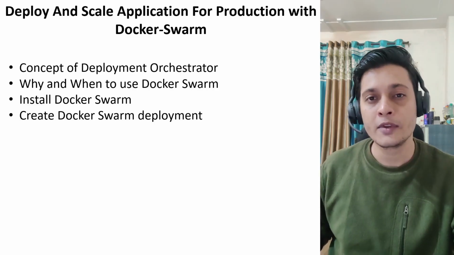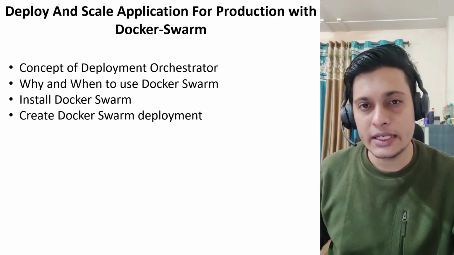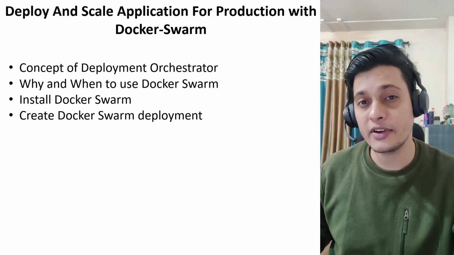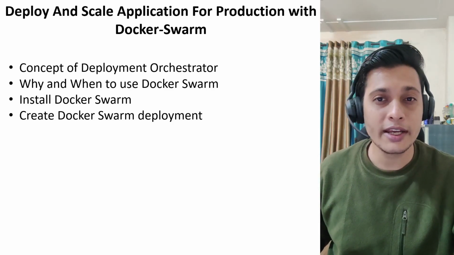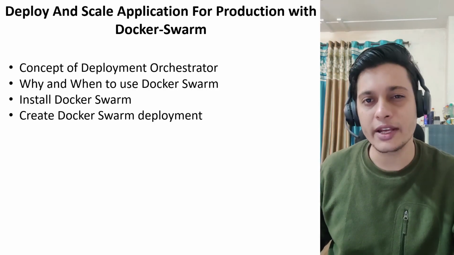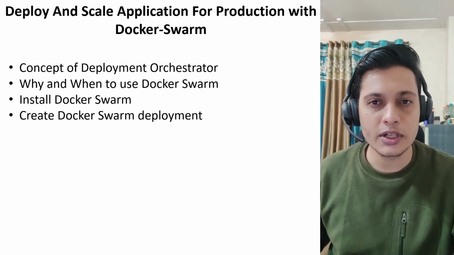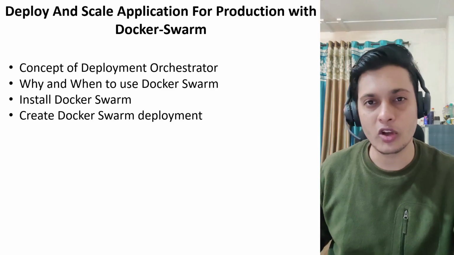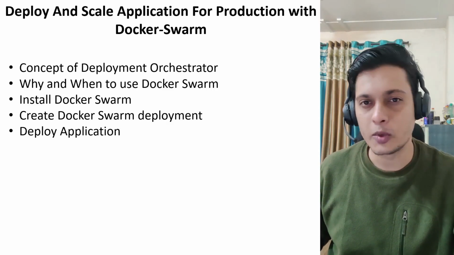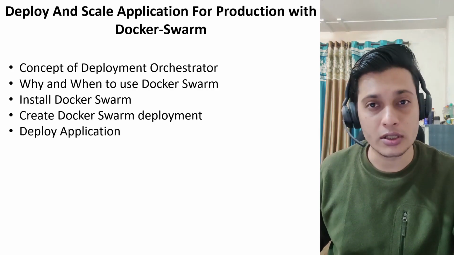deployment template. So till now we have created the Docker Compose production level file, and from that file we are going to create the Docker Swarm deployment template file, not template file, actual file. We are going to work on the Docker Swarm deployment file. Once it is created, then we are going to deploy the application using Docker Swarm.